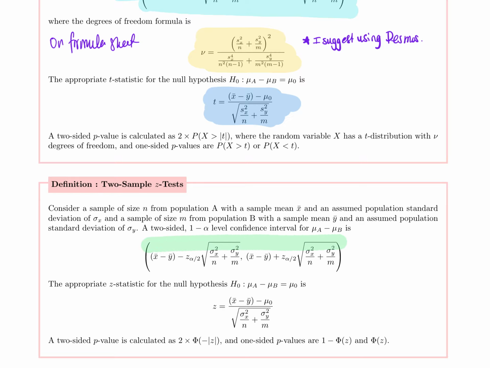We have x bar minus y bar. And then we subtract from that our z sub alpha over 2, because again, two-sided. Z sub alpha over 2, and then the same standard error, except that now we have sigma in there.